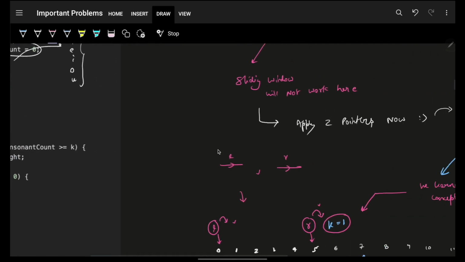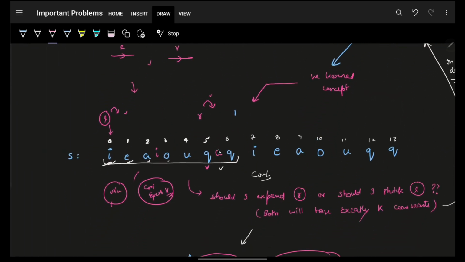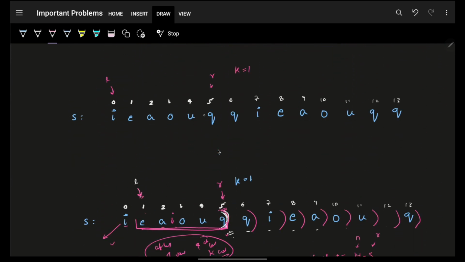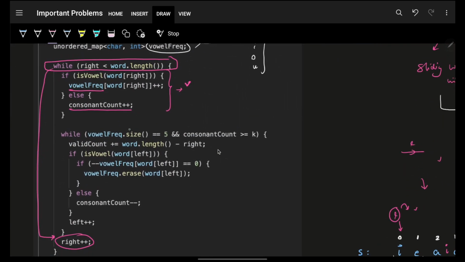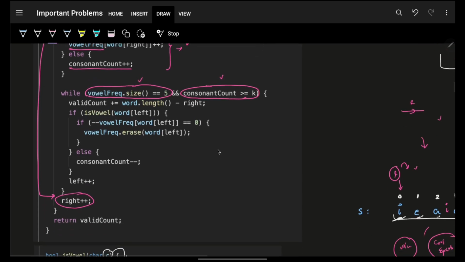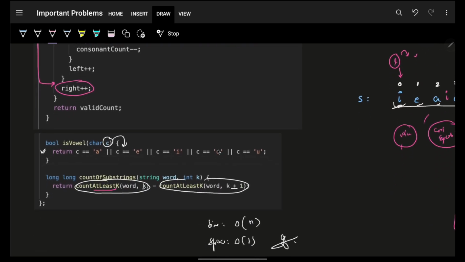With that, as I proceed towards the right, let's take a better example. As I proceed towards the right, I'll take this into consideration. And obviously, as I moved my right, I have to make sure: is the condition valid now? Which means the vowel size is 5, so I have at least 5 vowels, and also my consonant count is more than or equal to k. Why is it more than or equal to? Because we have chosen the at least concept here.